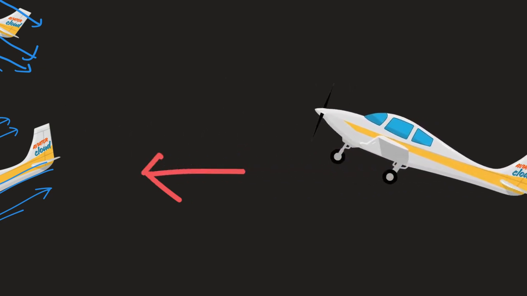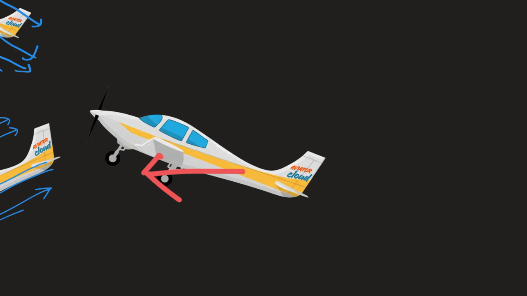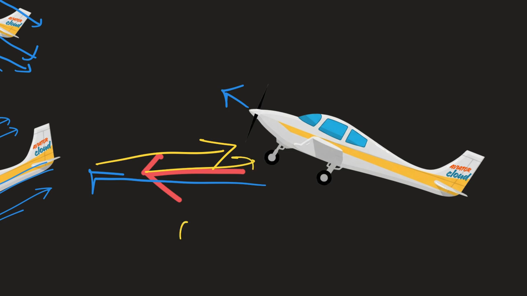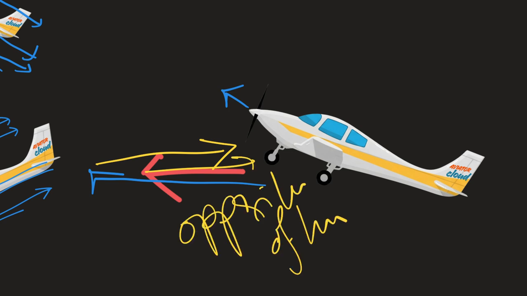Here the aircraft is moving like this, so the flight path is in this direction only. The nose is pointing somewhere else. So where will the relative airflow be? The relative airflow will be opposite of the flight path, right? Opposite of the flight path. Also it should not be affected by the wing.